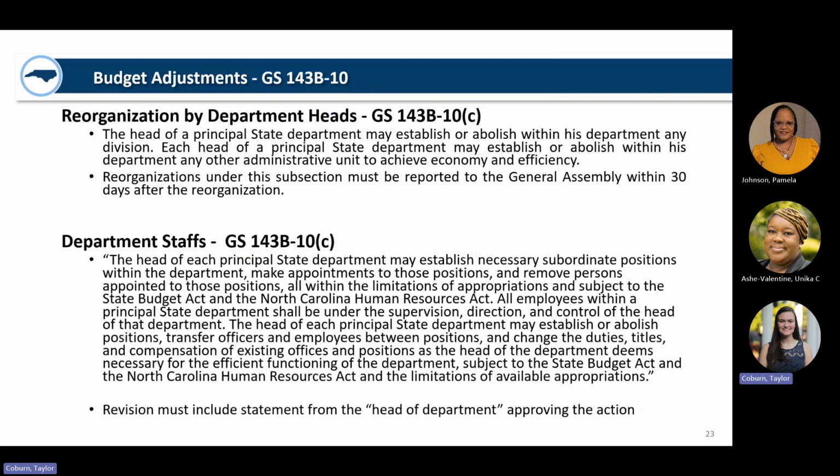GS 143B-10 provides authority to department heads to reorganize their agency through the creation or abolishment of divisions and other administrative units. Reorganizations must be reported to the General Assembly within 30 days of the reorganization. This statute also provides department heads with general authority over positions in their agencies, so long as they comply with the State Budget Act and the Human Resources Act. Revisions submitted under this authority should include a statement from the head of the department approving the action.